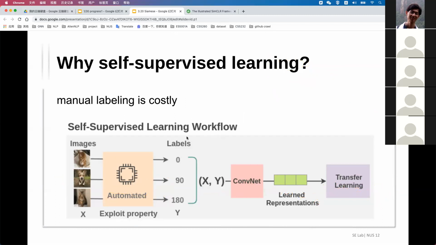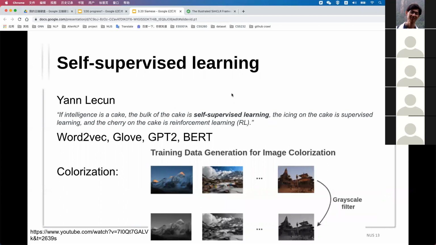The model architecture workflow of self-supervised learning is as follows. You input the image and automate the labels, then train the representations of the picture and use transfer learning for the downstream task. Self-supervised learning is very popular. Yann LeCun once said, if intelligence is a cake, the bulk of the cake is self-supervised learning. So it is very important for machine learning. And popular models like word2vec, GloVe, GPT, and BERT also borrowed the idea of self-supervised learning.